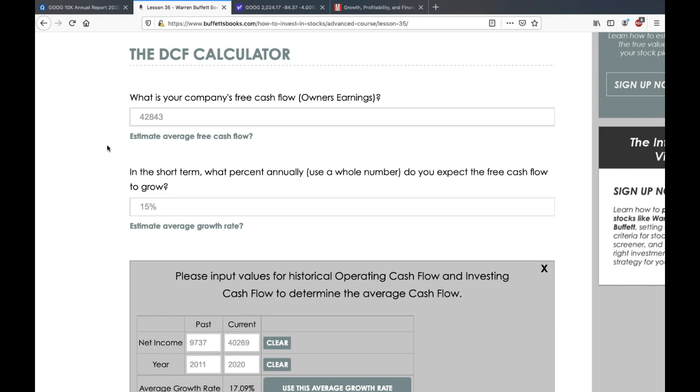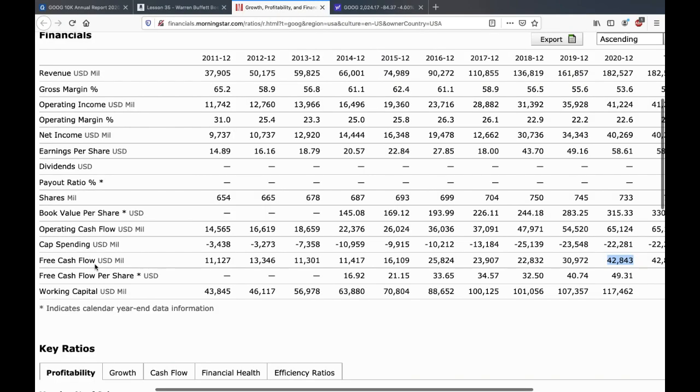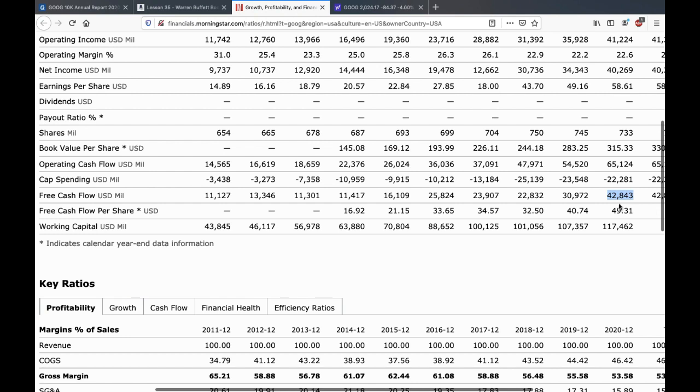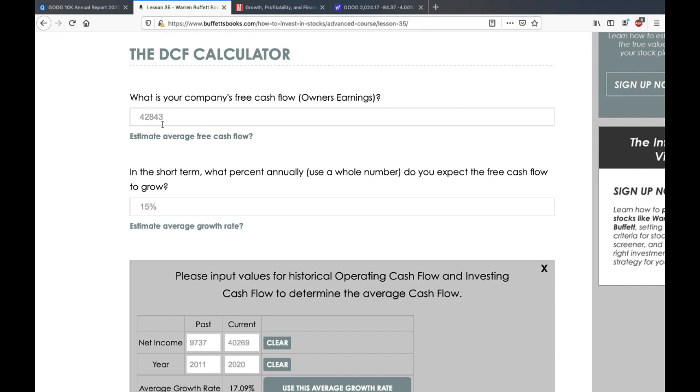So these are the things that you have to input now. What is your company's free cash flow? And I'm taking the example of Google, and free cash flow for Google in 2020 was $42 billion, so 42,843. So we'll keep it in millions, and I'll input this number right here, $42,843 million. So we have the free cash flow.